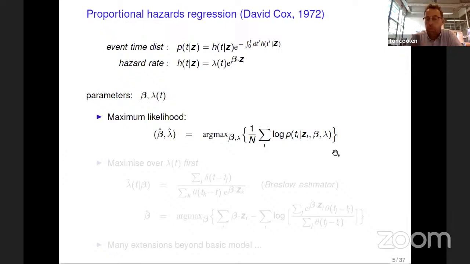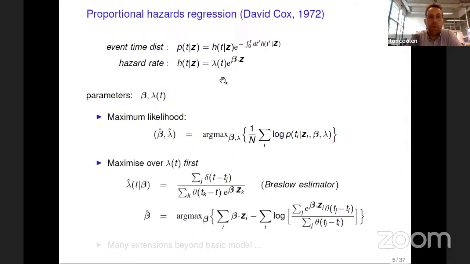You take the logarithm of the likelihood. That looks a bit nicer. But the crucial thing is that for this particular choice, you can maximize over this function lambda first and compute lambda analytically. That's the crucial property. So you can express the solution of the maximization for lambda in terms of the remaining parameters and the data. So that beta still sits here and the rest are all data. This then you plug back into the function you're maximizing, and only then you maximize over beta.